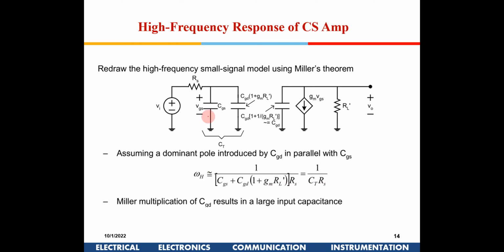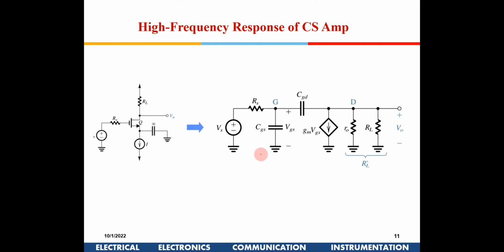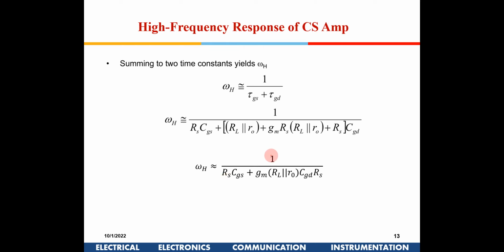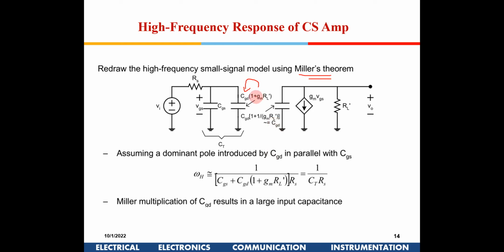Instead of doing all those things, we can straight away come to the solution by using the Miller theorem. What we have is CGD, so we just represent that CGD here. So this will become 1 plus GM into gain. If you see the Miller, it was 1 plus K and 1 minus K. Here the gain is minus GM RL, because the gain of a CS amplifier is negative. So this will become 1 plus GM into RL.